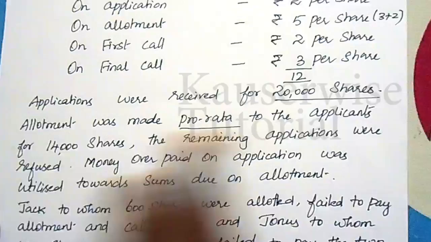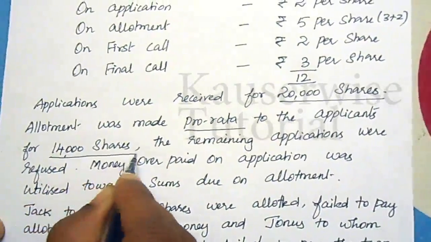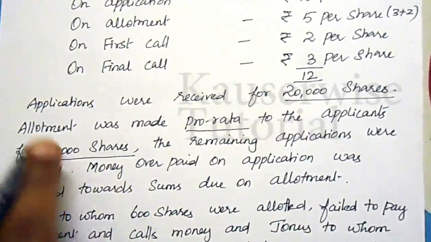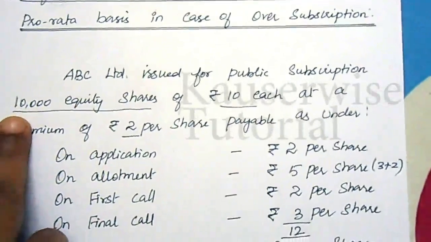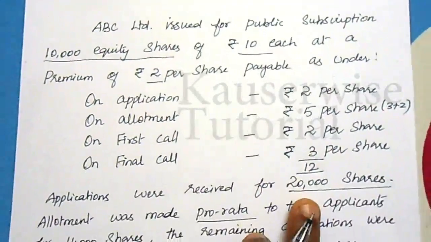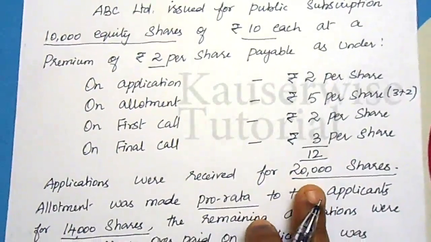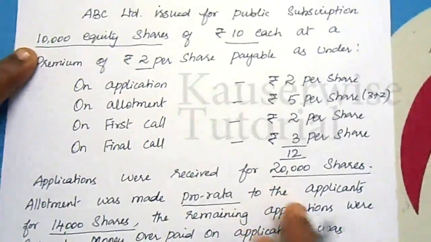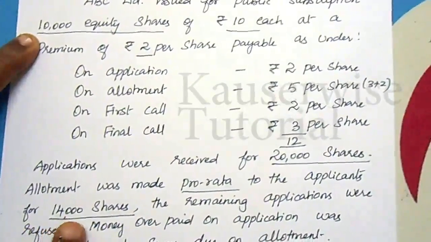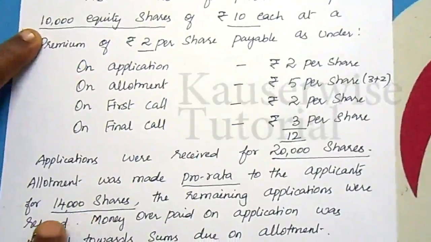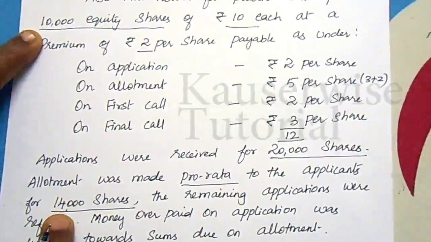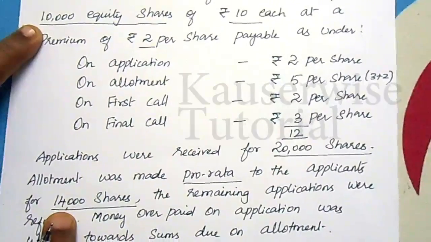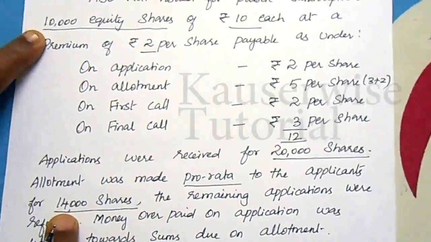Pro-rata to the applicants for 14,000 shares. So these are the important information. You have to note it down. See, the company offered 10,000 shares. The public applied for 20,000 shares. But the company can allot only 10,000 shares. But here they have mentioned that the applications for 14,000 shares were allotted. That extra 4,000 shares allotted is called pro-rata. That will be adjusted towards the allotment money.